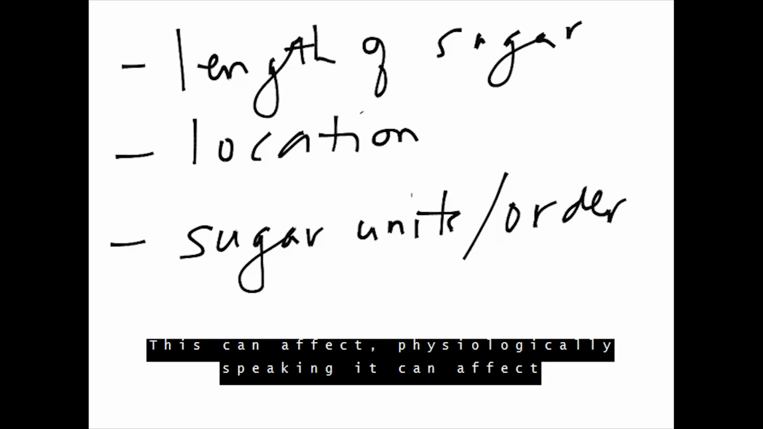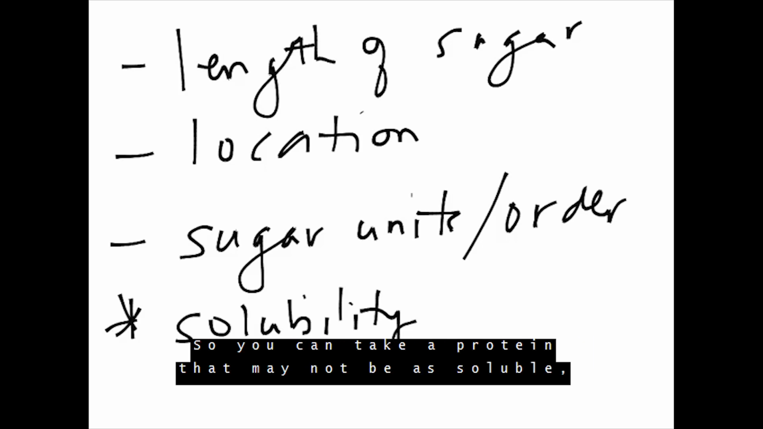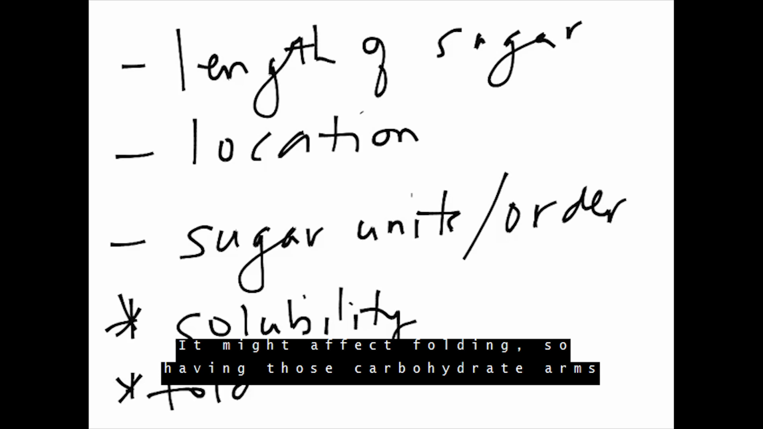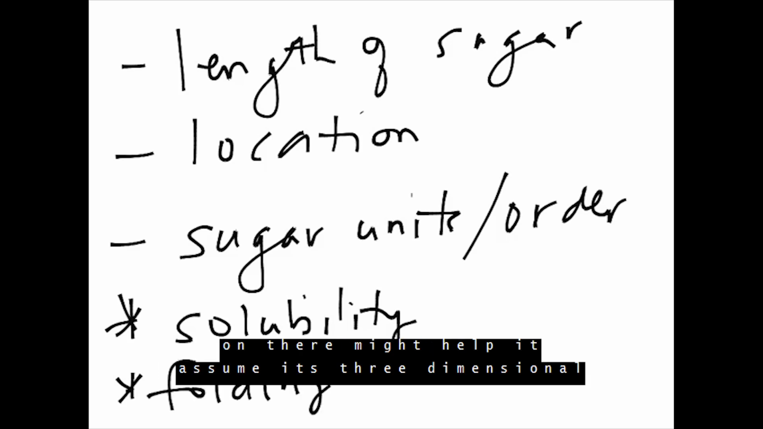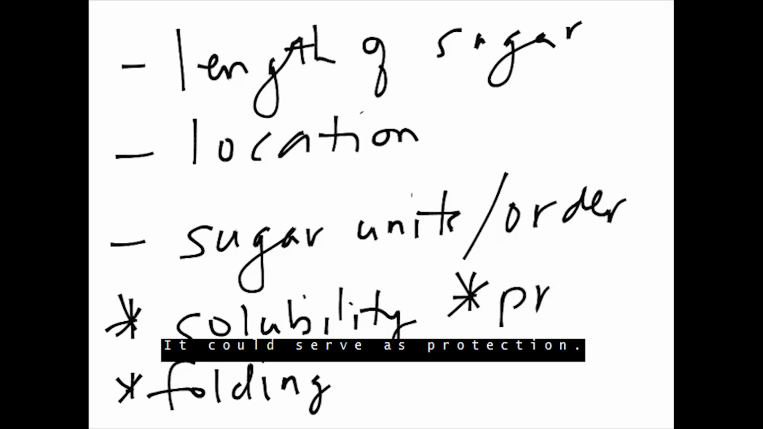This can affect, physiologically speaking, the solubility of your protein. So you could take a protein that may not be as soluble, cover it with sugar groups, and now it will solvate fine. It might affect folding. Having those carbohydrate arms on there might help it assume its three-dimensional functional structure. It could serve as protection.